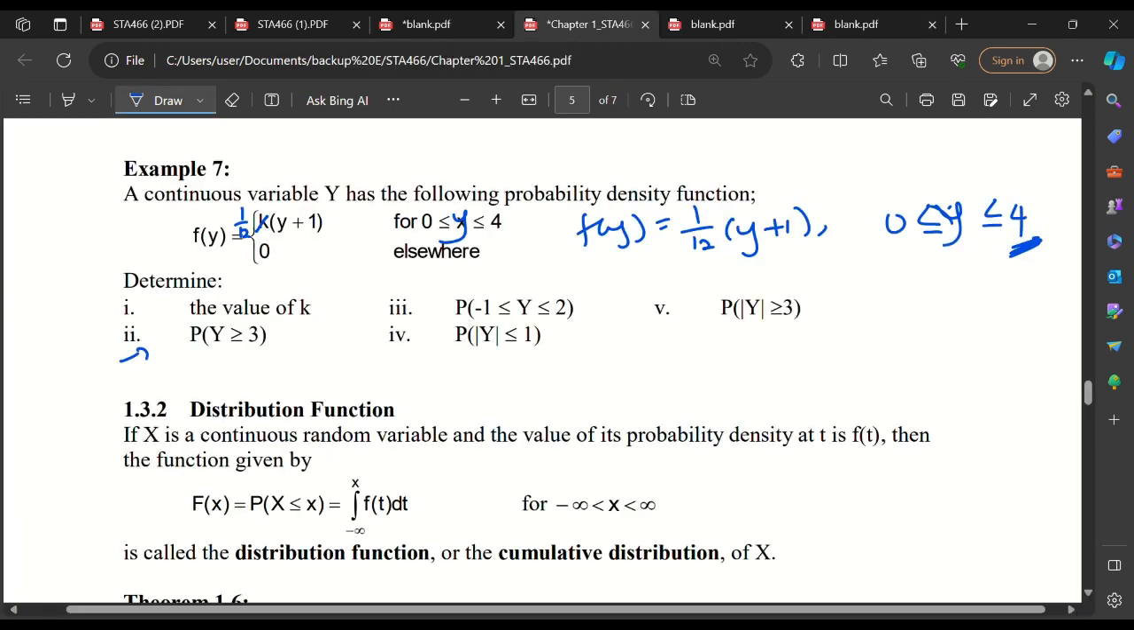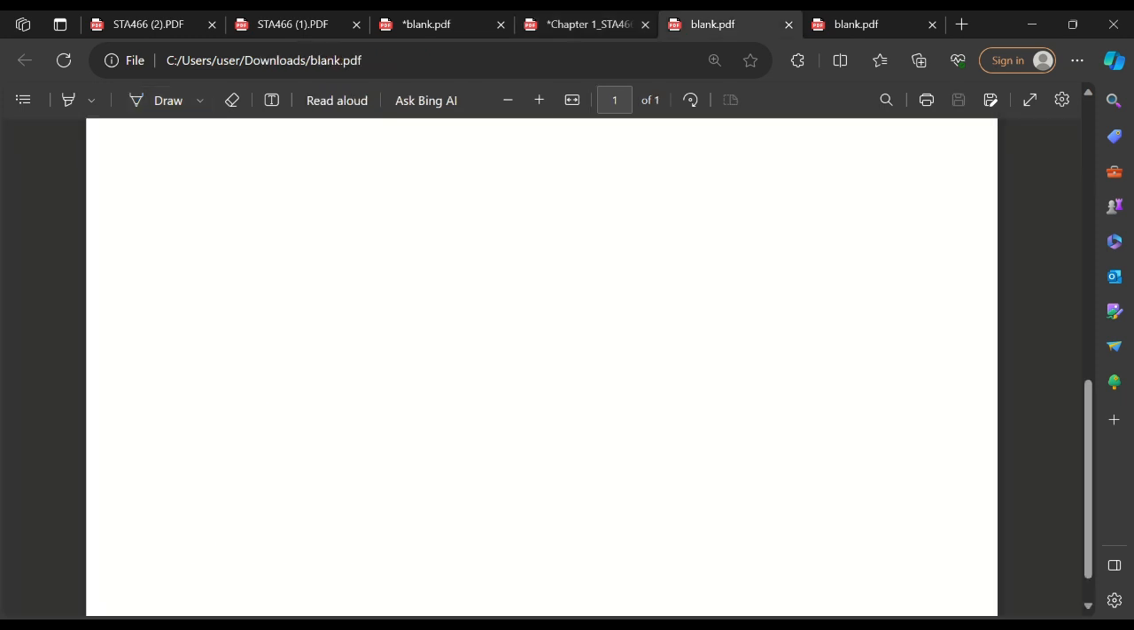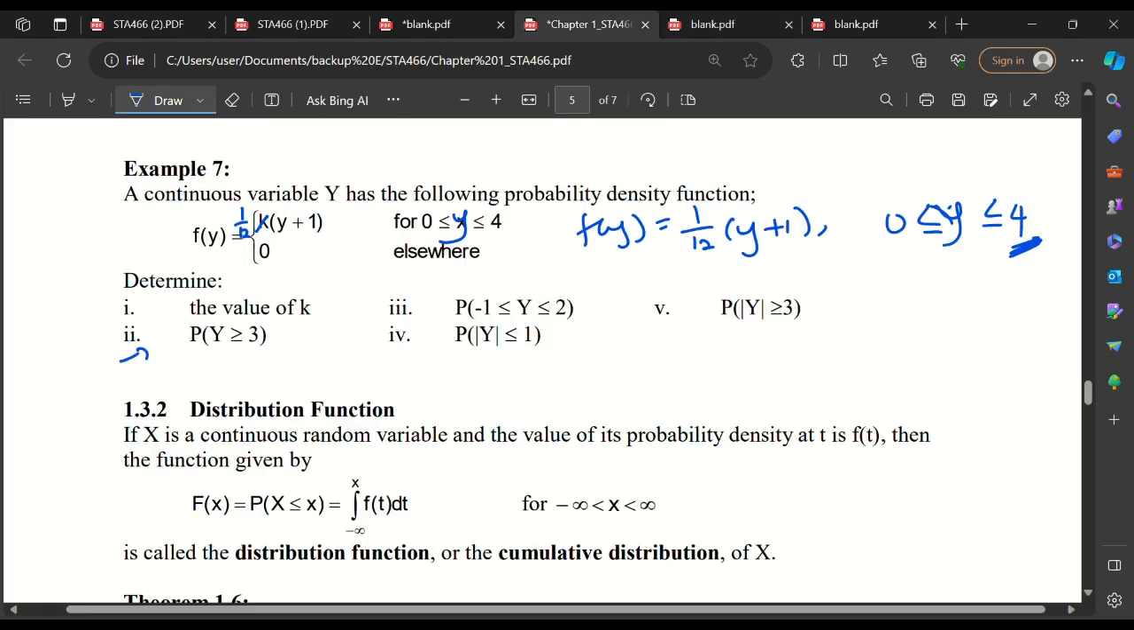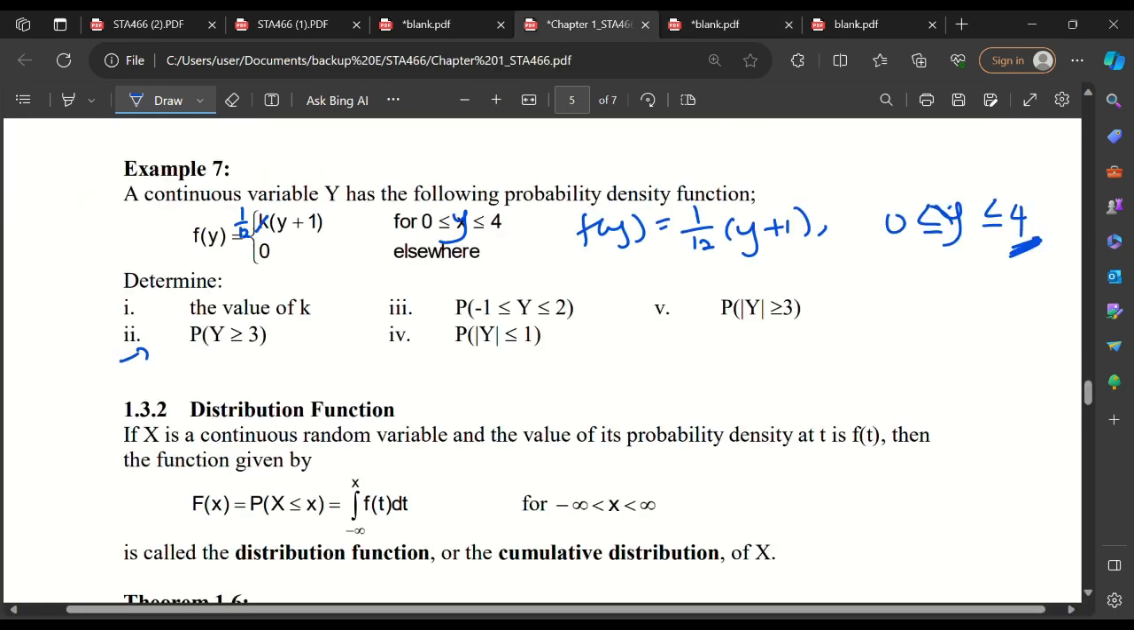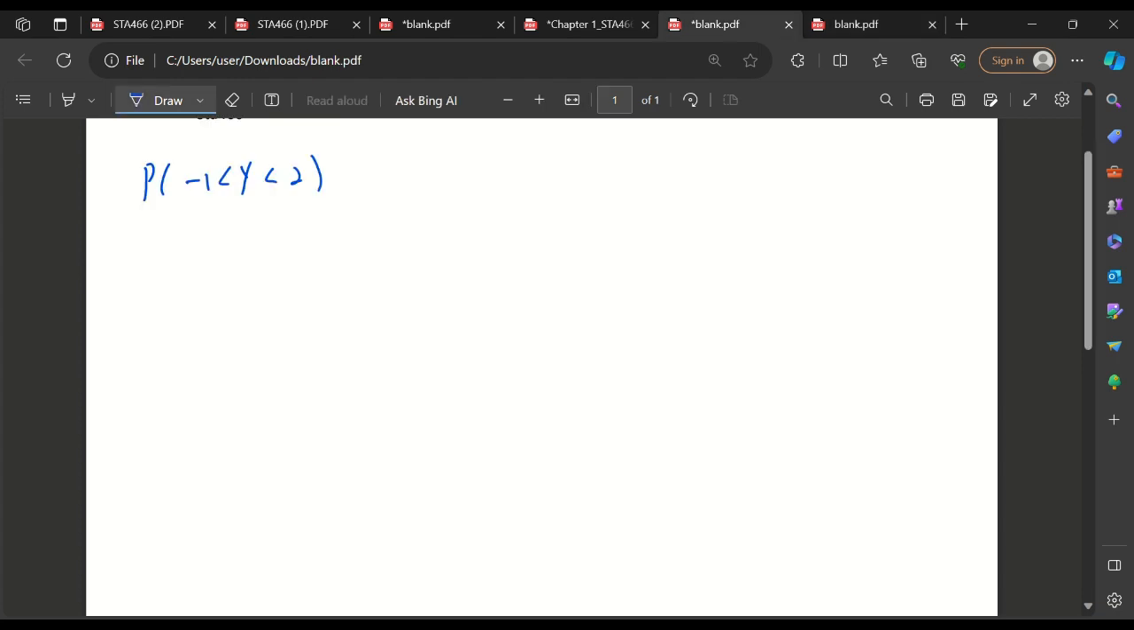Okay, so next will be the second B. Get the probability of y from negative infinity to 2. Negative infinity to 2. Okay, so you want to integrate from where to where? Okay, it should be from negative infinity until 2.